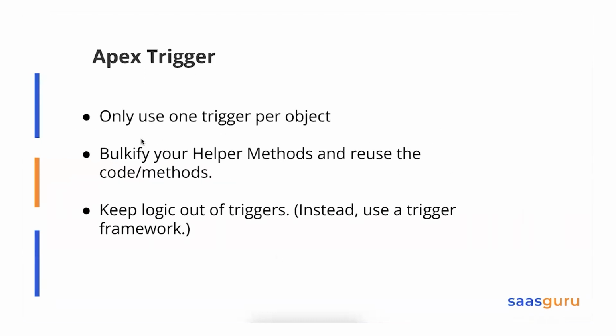Some all-time suggestion is always use one trigger per object. I have already given some quick code overview earlier, how we can write our code so that only one trigger is required. Bulkify your helper method and reuse the code, and keep logic outside the trigger; a helper class or trigger handler is suggested.